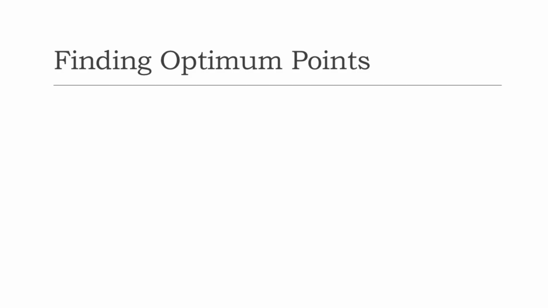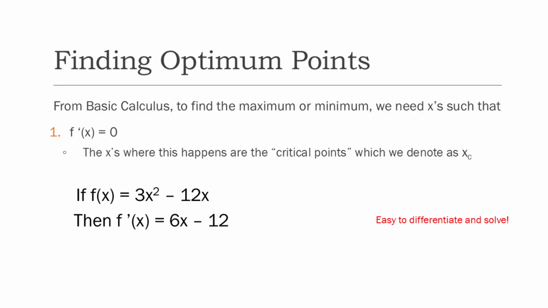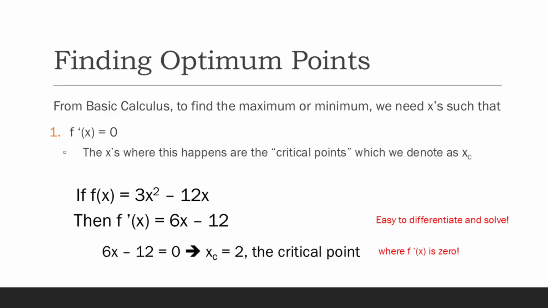For example, for finding optimum points, we know from basic calculus that we need to find x such that f prime of x is equal to 0. And the x's where this happens are the critical points, which we denote as x sub c. For example, if f of x equals 3x squared minus 12x, then f prime of x is equal to 6x minus 12. And if we're going to equate that to 0, we find that the critical point here is x equals 2. And this is where f prime is 0.